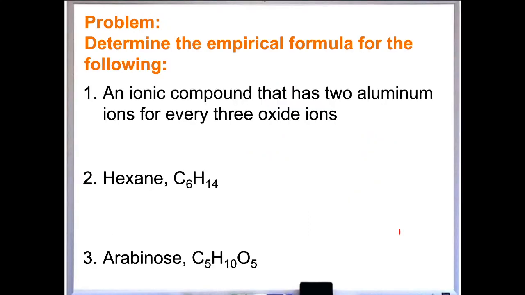Okay, so here's a problem for you to try based on what we just talked about. It says determine the empirical formula for the following. 1, an ionic compound that has 2 aluminum ions for every 3 oxide ions. 2, hexane. And the last one, arabinose.